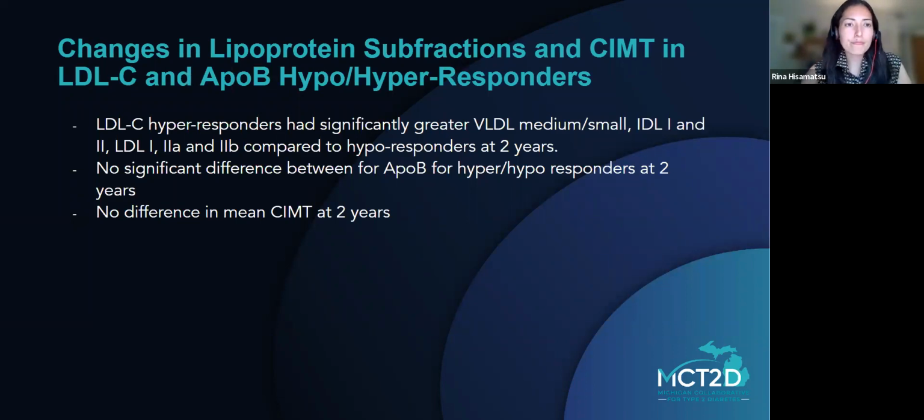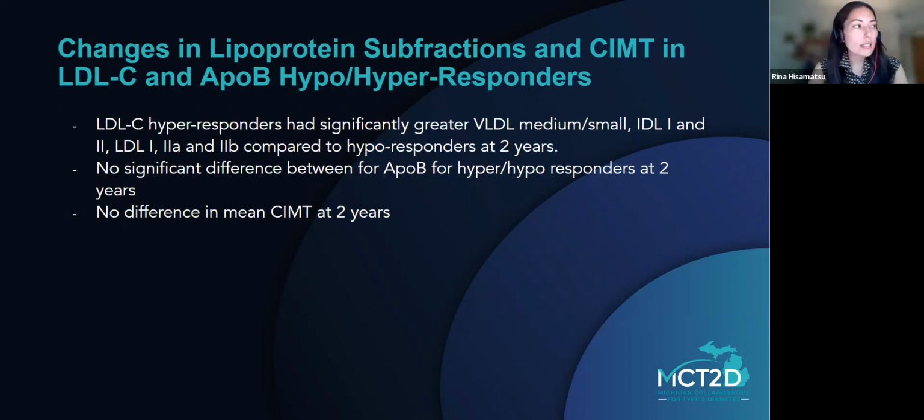All right. So furthermore, they next looked at changes in lipoprotein subfractions and the CIMT in both LDL-C and ApoB hypo and hyper responders. So they took a look at the CCI participants in the quartiles of greatest decrease and increase in LDL-C and in ApoB from baseline to 2 years. And they were categorized into hypo responders and hyper responders.